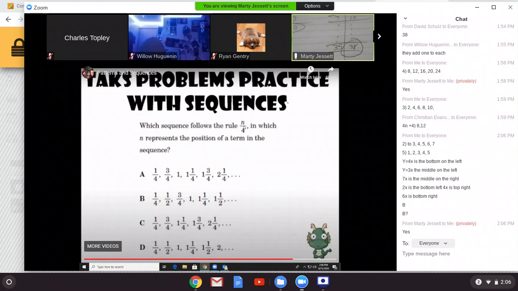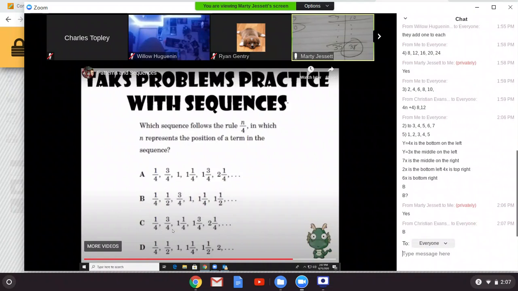So one of the big deciders is when n equals 2. N equals 2 would be 2 over 4. Well, obviously A isn't 2 over 4. 3/4 is not 2/4. So A and C are both out. So it's either B or D. So how do I know which one it is? Well, as you know, 2/4 reduces to 1/2, right? 2/4 and 1/2 are the same. So B and D start out the same, 1/4 and 1/2.